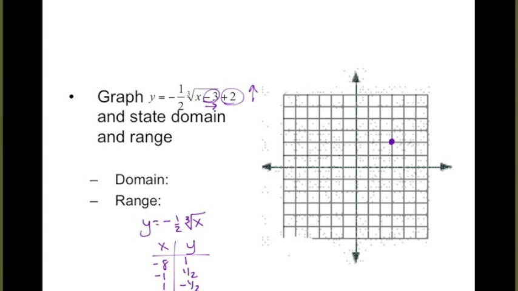So then from that center point, I'm going to go back 8 and up 1. Back 1 and up 1/2. Forward 1 and down 1/2. And I don't have room to do that other one, but that's okay. As long as you at least get one of those side points plotted in, then that's okay. You want 4 points total in this graph, at least. If you can get them all, that's great.